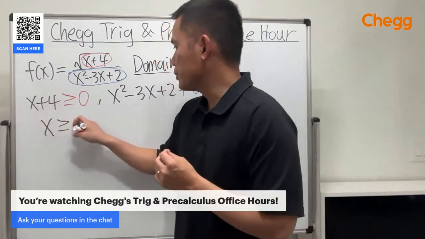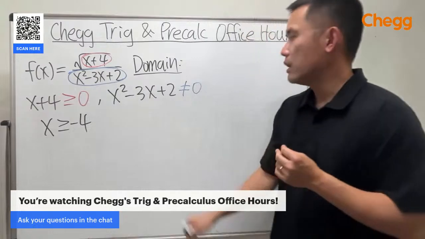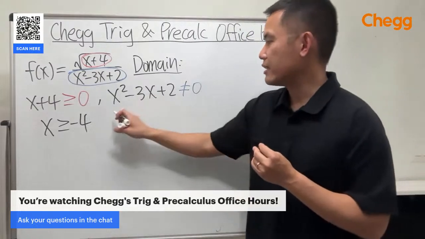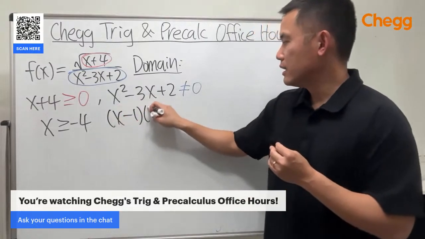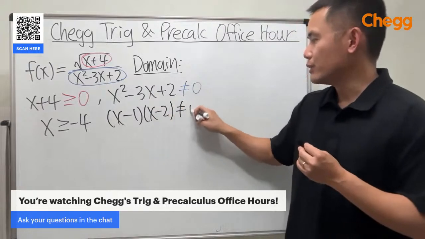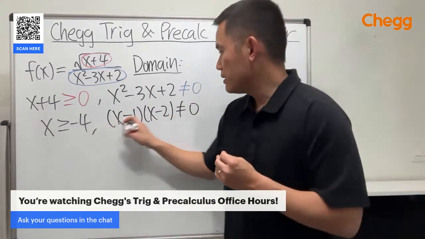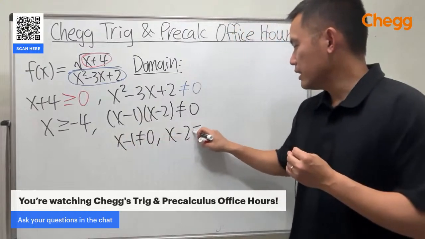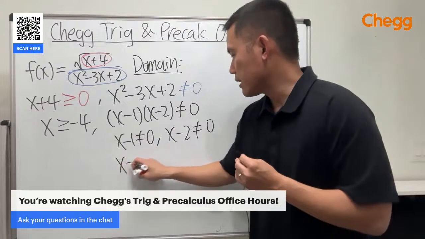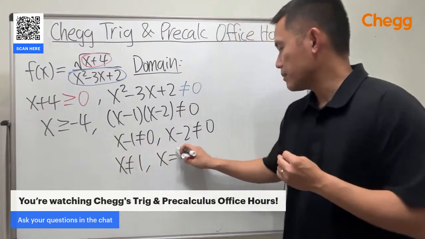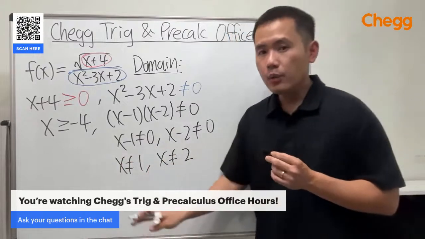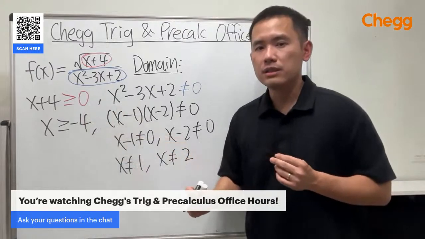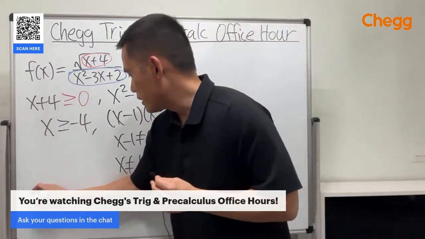This right here, just subtract 4 to both sides. x has to be greater than or equal to -4. Here, I will just factor it. (x - 1)(x - 2) not equal to 0. This means x - 1 cannot be 0, x - 2 cannot be 0, so x cannot be 1, x cannot be 2. And again, we have to satisfy all these conditions.